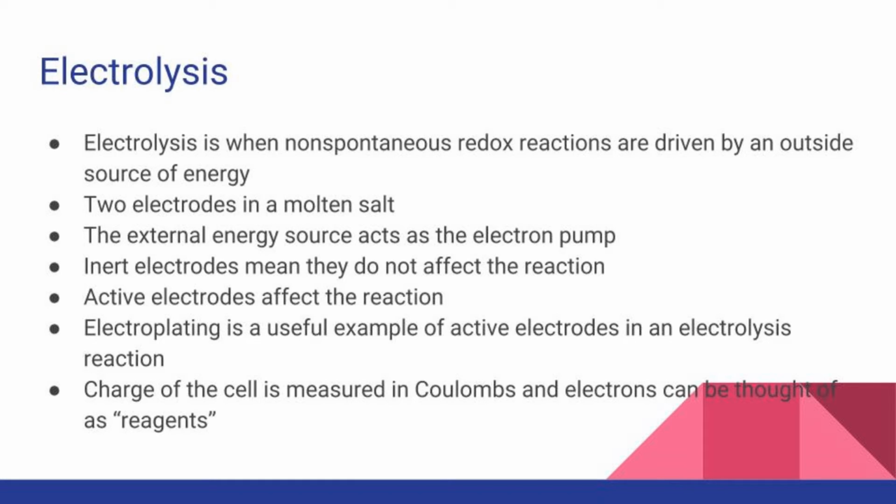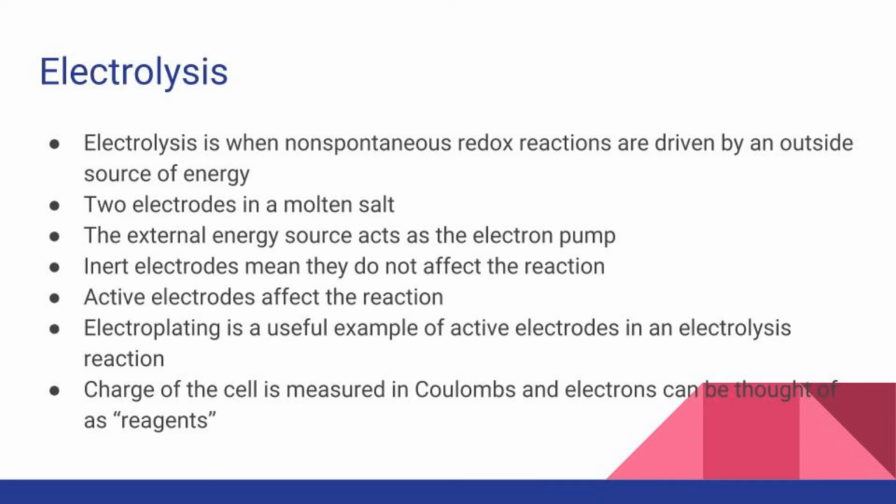Active electrodes are involved in the reaction and also have important implications in real life. Electroplating is an electrolytic reaction that deposits a thin layer of one metal on another to improve looks or resistance to corrosion. This is an example of active electrodes being used.